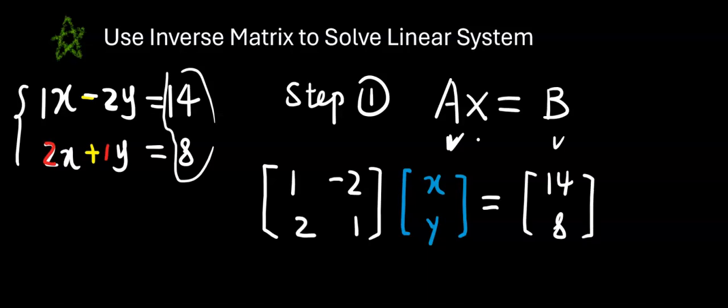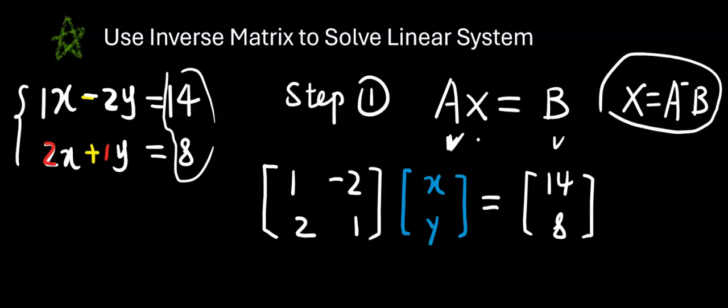And then the second step, we're going to find the inverse of coefficient matrix A. Why? Because here's a rule. In order to find x, x is inverse of coefficient matrix A times B. For this reason, we're going to find inverse of matrix A, this coefficient matrix.